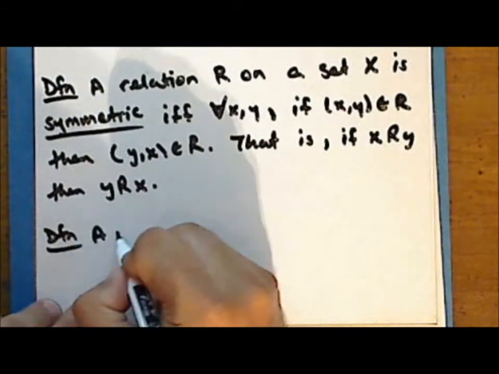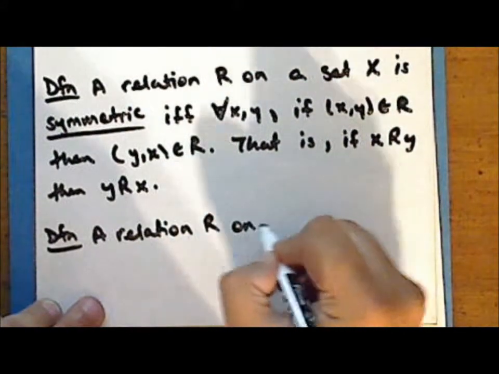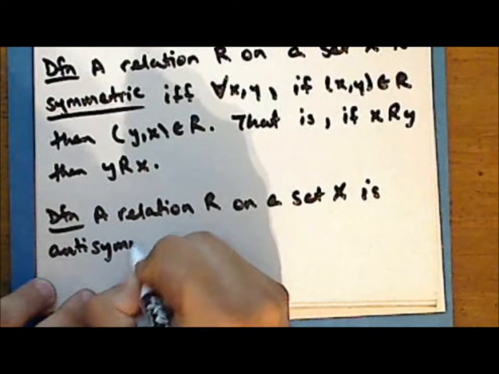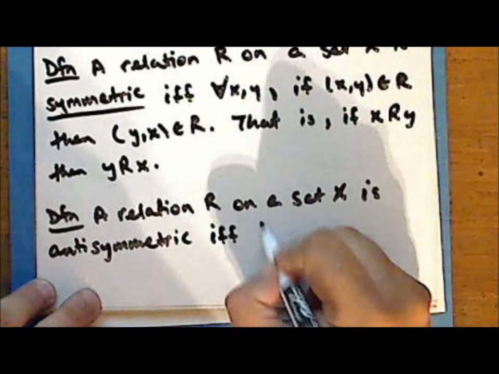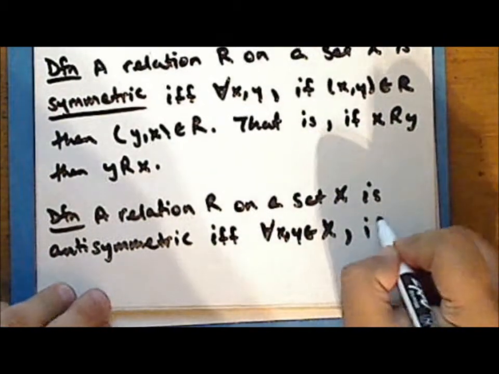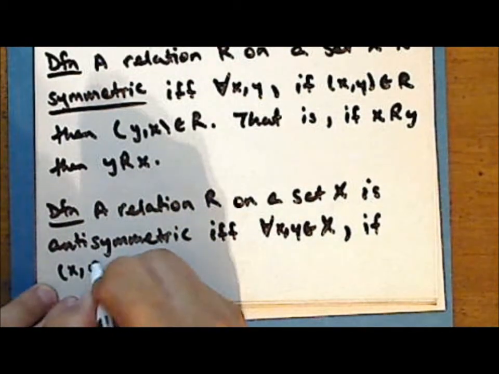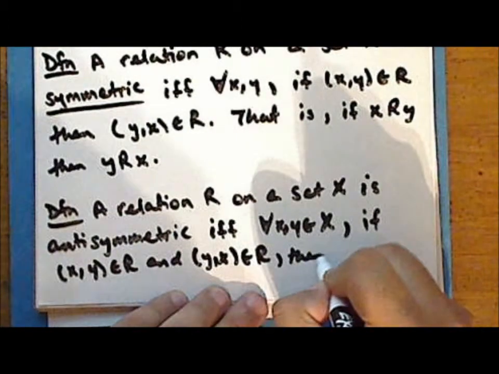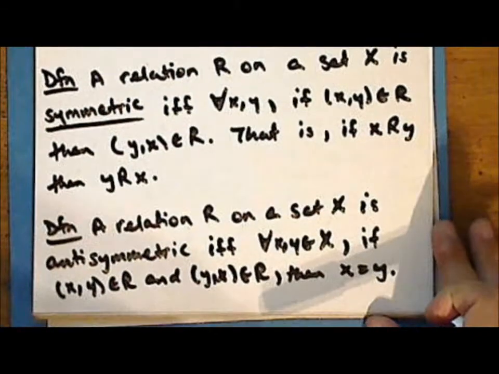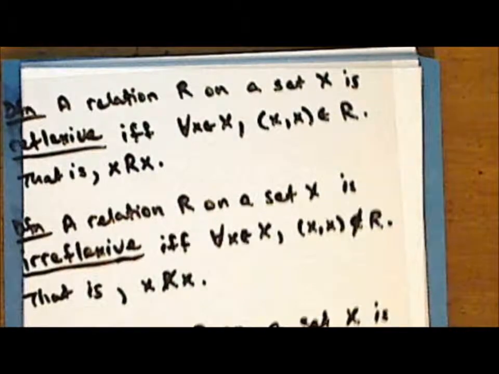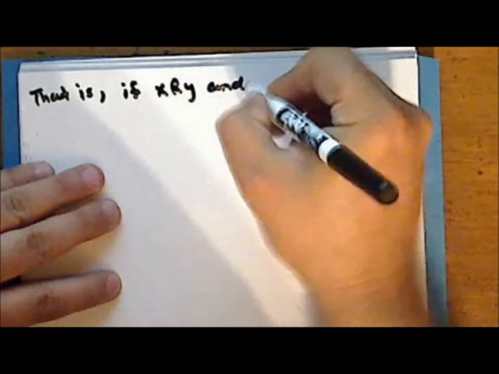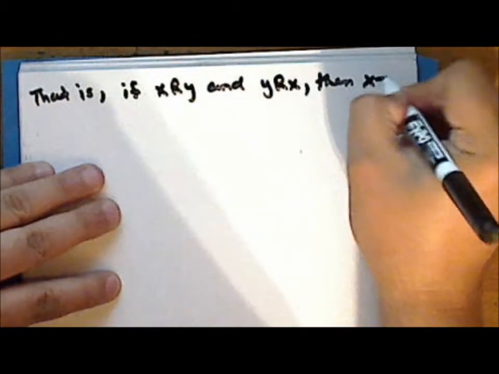So, new definition: a relation R on a set X is anti-symmetric if and only if, for every pair of elements X and Y in the set, if it is true that both the ordered pair XY is in the relation and the ordered pair YX is in the relation, then X is equal to Y. That is, if it is true that X is related to Y and Y is related to X, then X and Y are the same element.